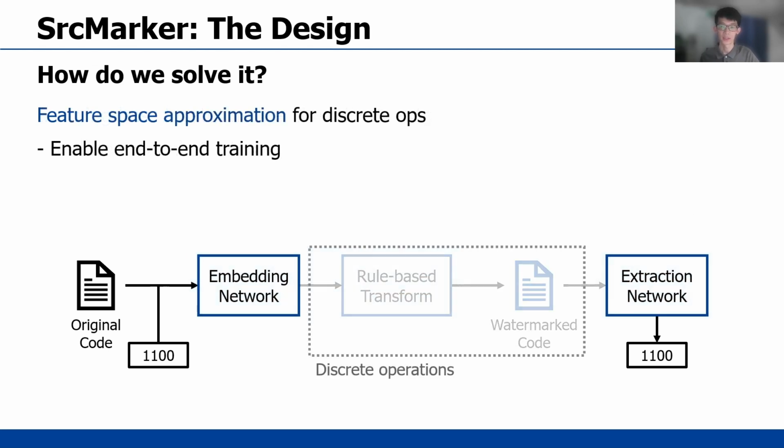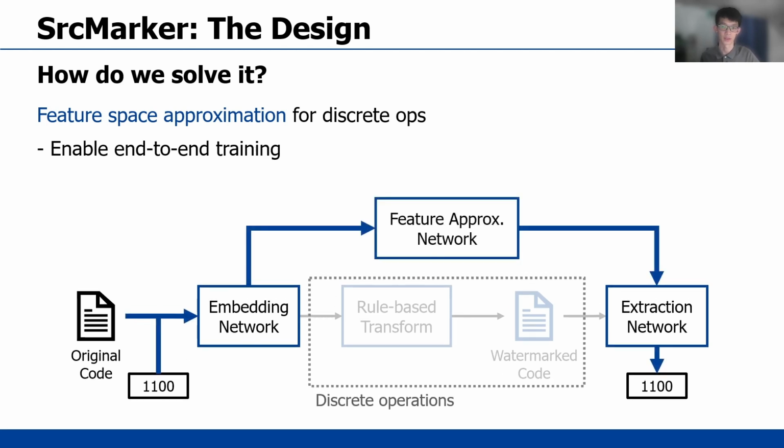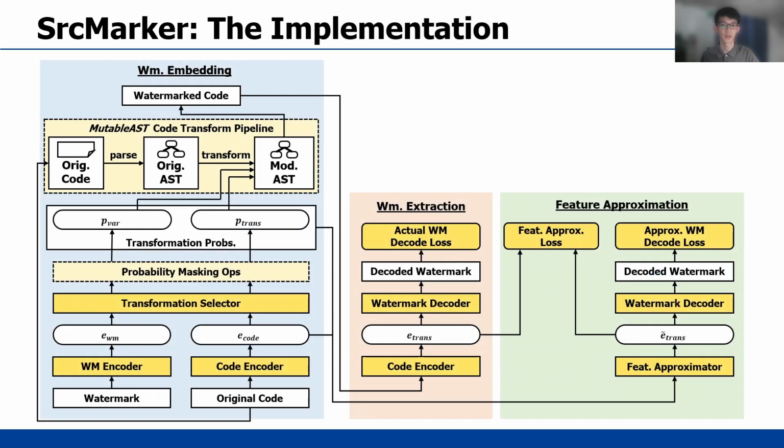And finally, since the code transformation contains discrete operations which are not very compatible with our learning-based backbones, we propose an approximation method for such discrete operations that work entirely in the continuous feature space of neural networks, thus enabling the end-to-end training of this entire system. And with our design clarified, we now illustrate some of our implementation details.